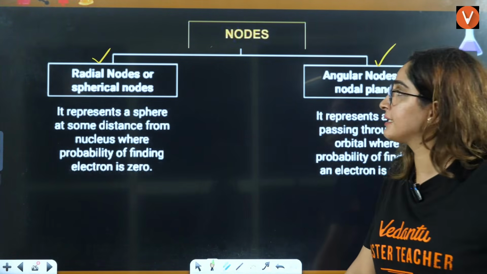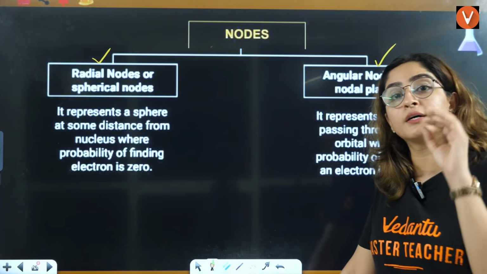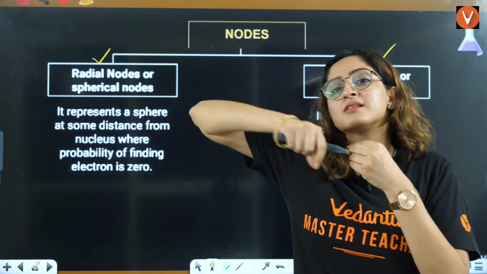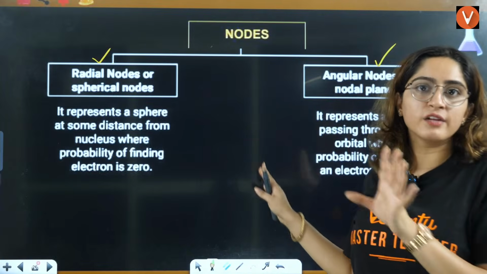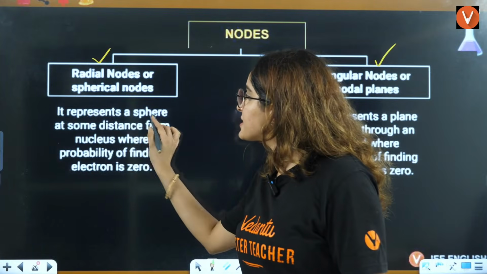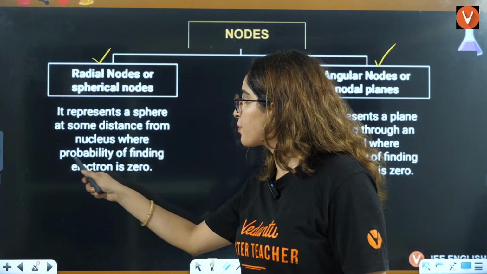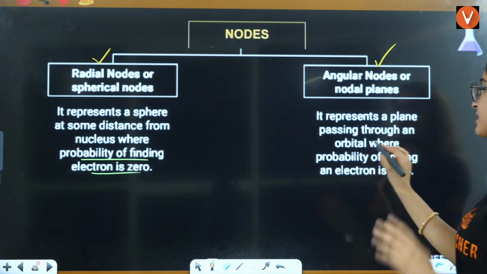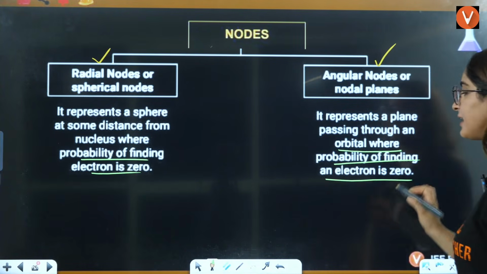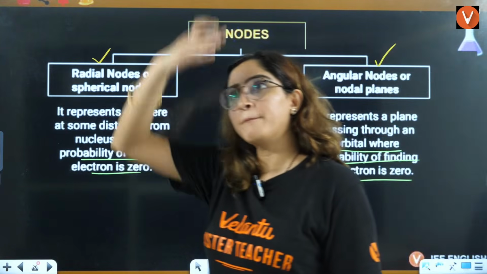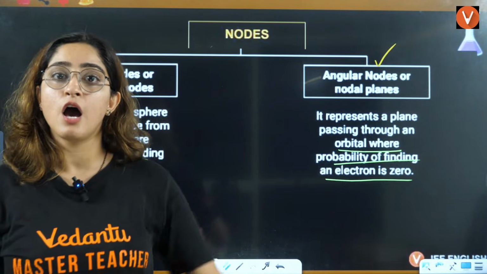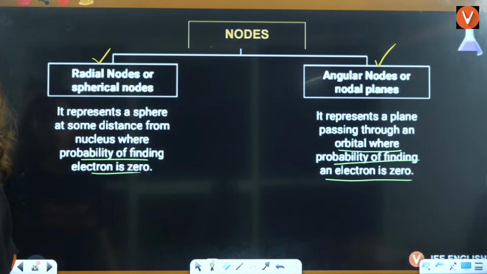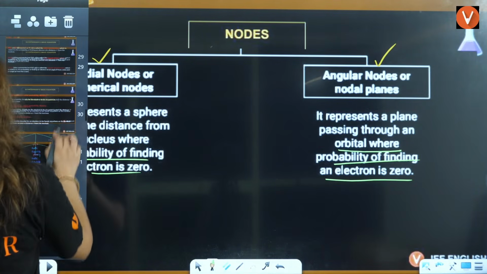Radial nodes are given by the radial wave function. It is spherical, in the radius line, because I showed you the radial wave function. It represents a sphere at some distance from the nucleus where the probability of finding the electron is 0. And here we are talking about angle. It represents a plane passing through an orbital where the probability of finding the electron is 0. A full plane where the probability of finding the electron is 0. And I'll also show you how you find that plane.